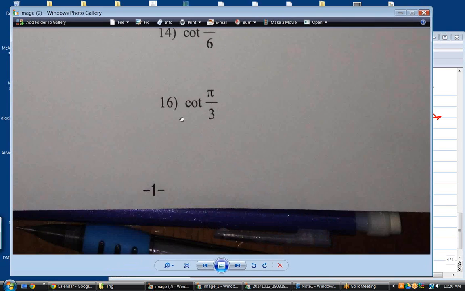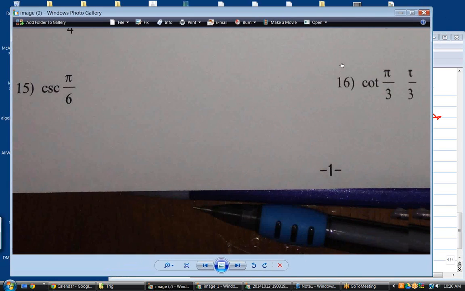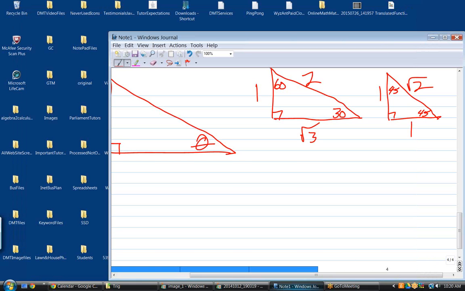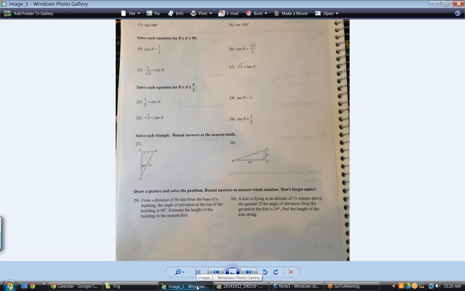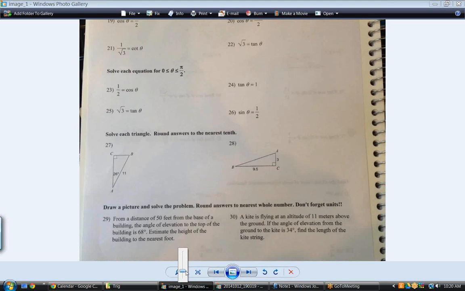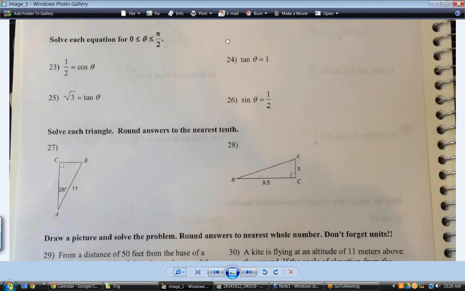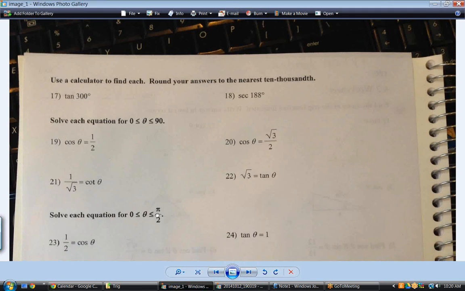All right. Let's see. I think I don't have anything else on this page, but I got some others. Yeah, this is slightly different. And stuff we have covered.